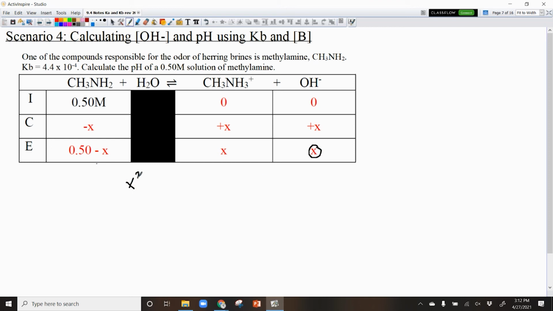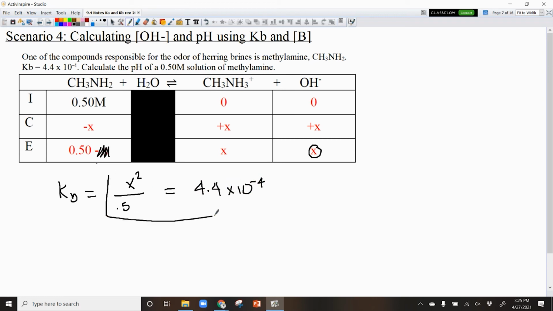So this is going to be x squared over 0.5. Now remember, this is minus x. Now remember, x is so small. When we subtract it from here, it's not going to change this number significantly. So we're going to leave it out just to make the math easier. All right, so here is our equilibrium expression. So we have x squared over 0.5 is our Kb. So we have a concentration, a Kb. This is equal to 4.4 times 10 to the negative 4.